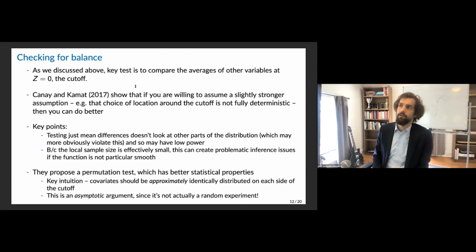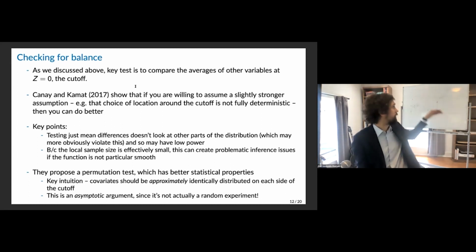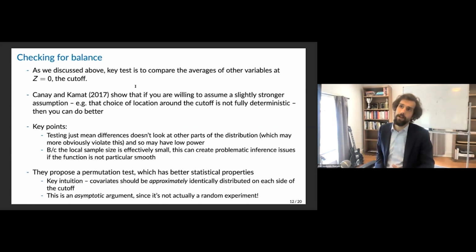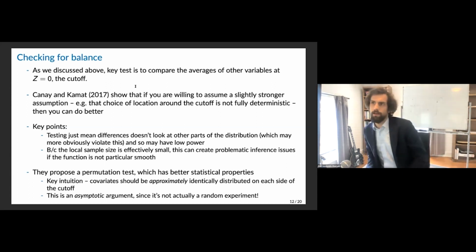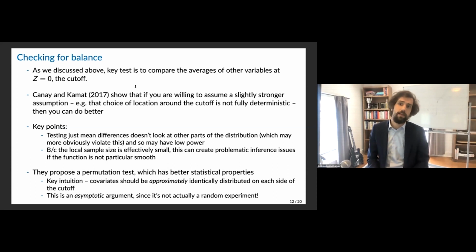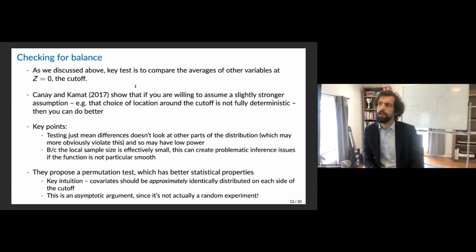The key test is to compare the averages at z equals 0. That's at the cutoff. So that was what we were talking about, the continuity of those covariates across that cutoff. And there's this very nice paper by Canay, I'm not sure if that's how you pronounce it, but Canay and Kamat in 2017 in Restud, the Review of Economic Studies, that show basically if you're willing to make a slightly stronger assumption, which is really what shows up in the Lee 2008 paper, that you can do better than just looking at averages across this cutoff.